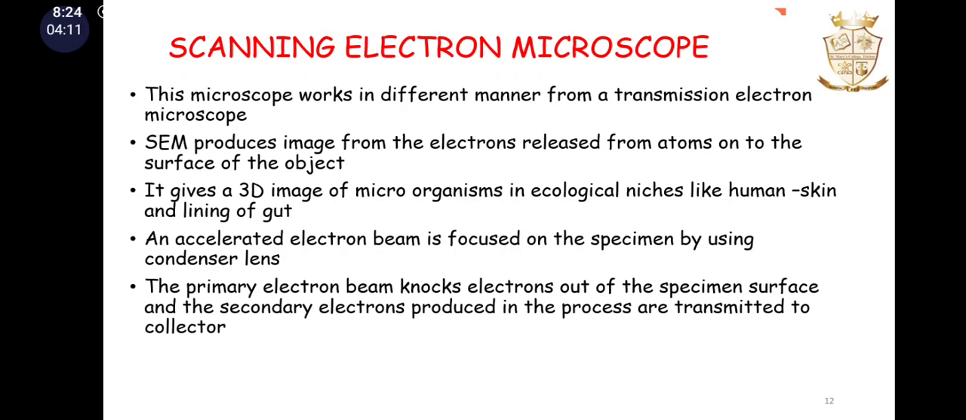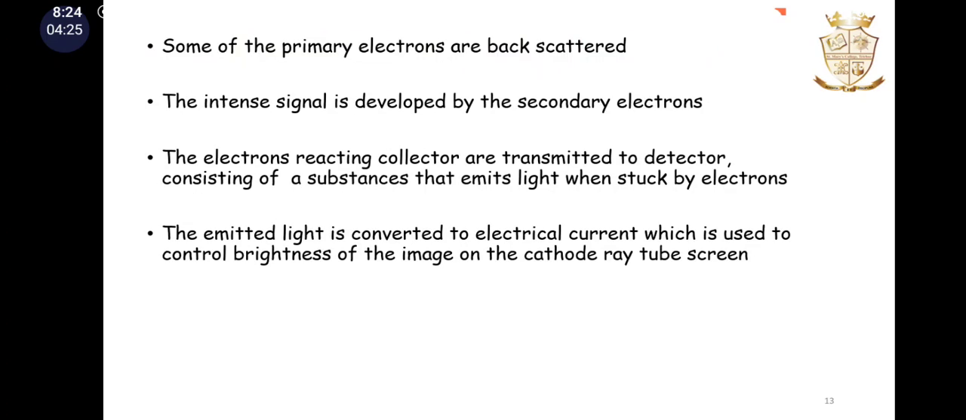It gives 3D images of microorganisms, and an accelerated electron beam is focused on the specimen by using a condenser lens. The primary electron beam knocks electrons out of the specimen surface, and the secondary electrons produced in the process are transmitted to the collector. Some of the primary electrons are backscattered, and the intense signal is developed by the secondary electrons. The electrons reaching the collector are transmitted to a detector consisting of a substance that emits light when struck by electrons. The emitted light is converted to an electrical current which is used to control the brightness of the image on the cathode ray tube screen.